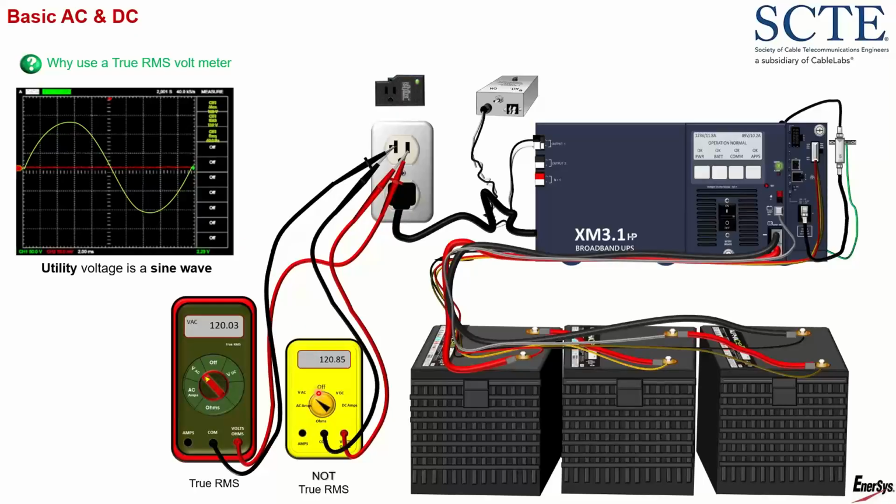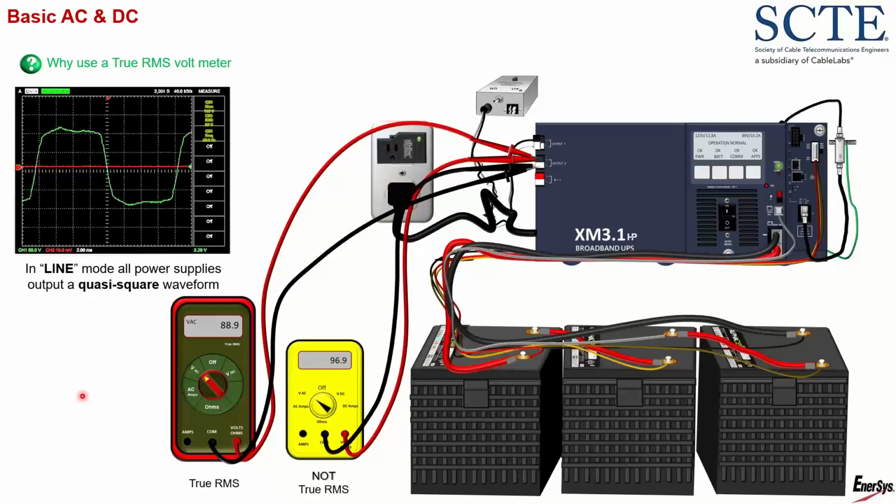Now, when I hook my non-RMS and my RMS up to that sine wave, they both measure approximately the same. They're a little bit different, but not that much. They're within a volt of each other. Okay, so you might think, well, what's the difference? Why can't I use a non-RMS voltmeter on my cable plant? Well, your cable plant doesn't have sine waves on it.